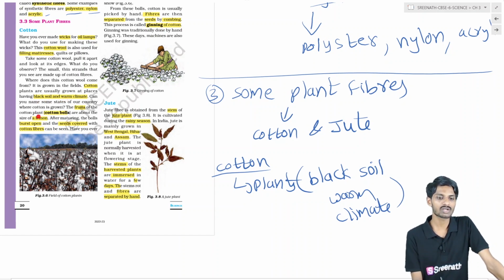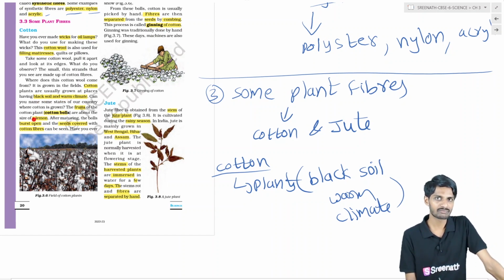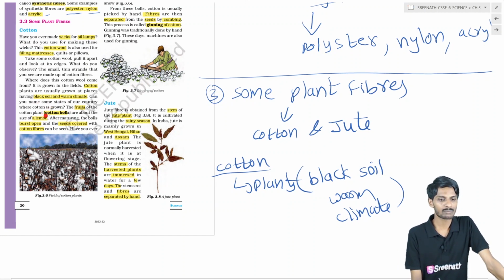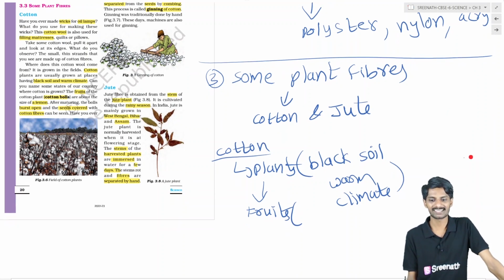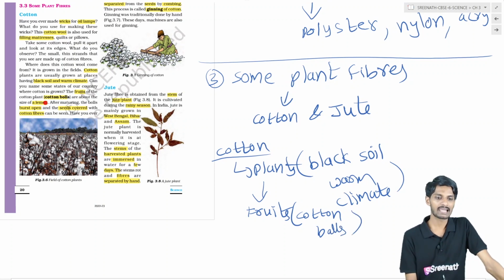The fruits of the cotton plant are nothing but cotton balls. Those cotton balls are about the size of a lemon. Don't think that fruit means apple or the like. This fruit is nothing but cotton balls, about the size of lemons. After maturing, the balls burst open and the seeds covered with cotton fibers can be seen.